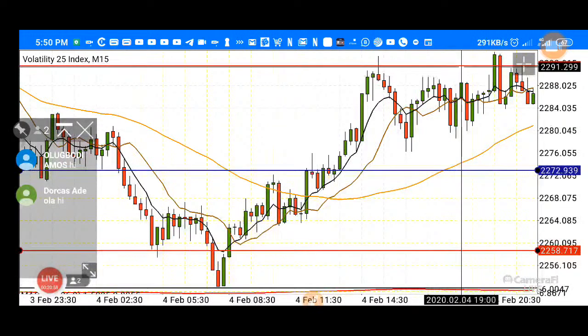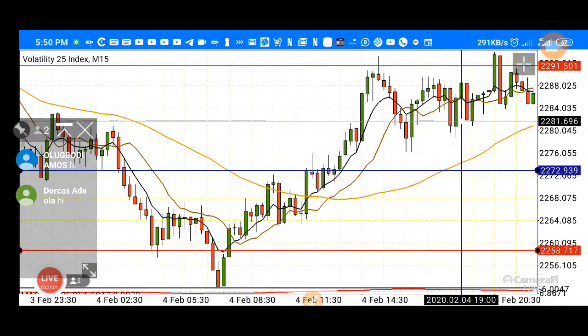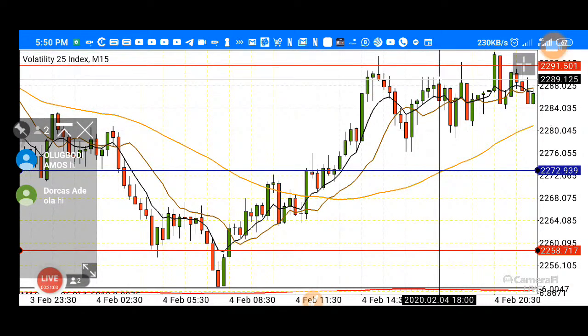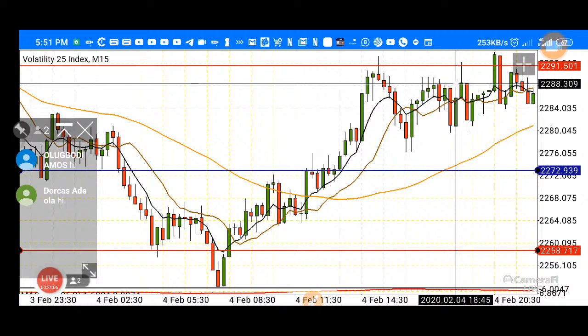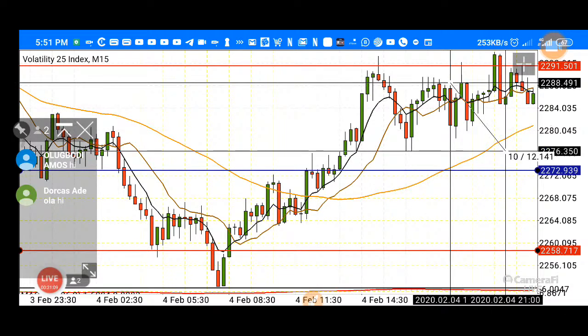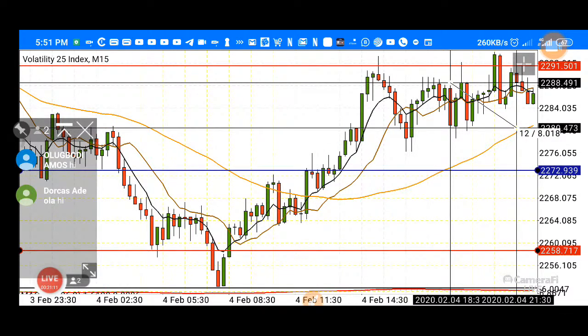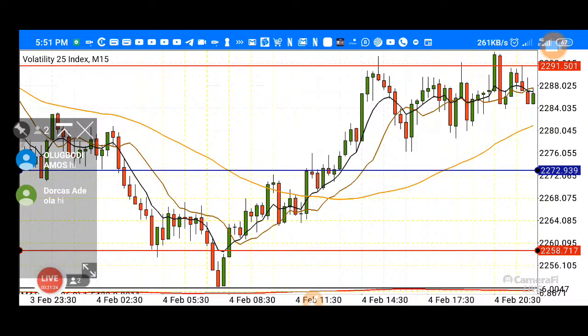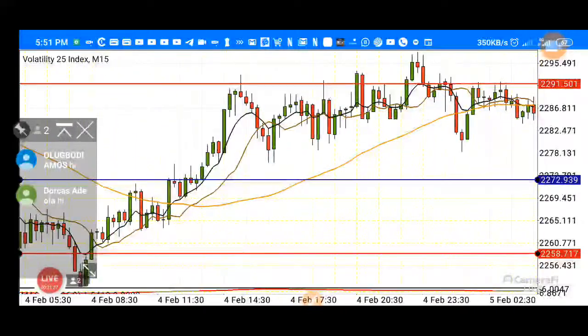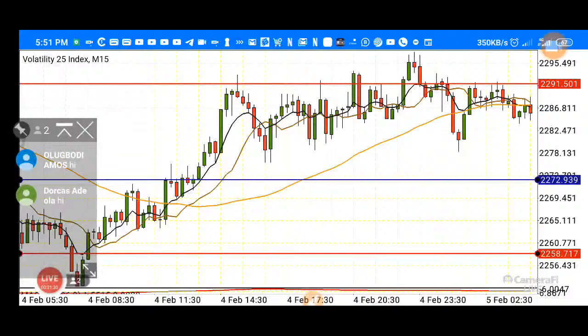Still respected it here, on this candle. So let's assume we entered here again after this bounce and we exited here, another 8 pips. So now we have a breakout here and also a retest.